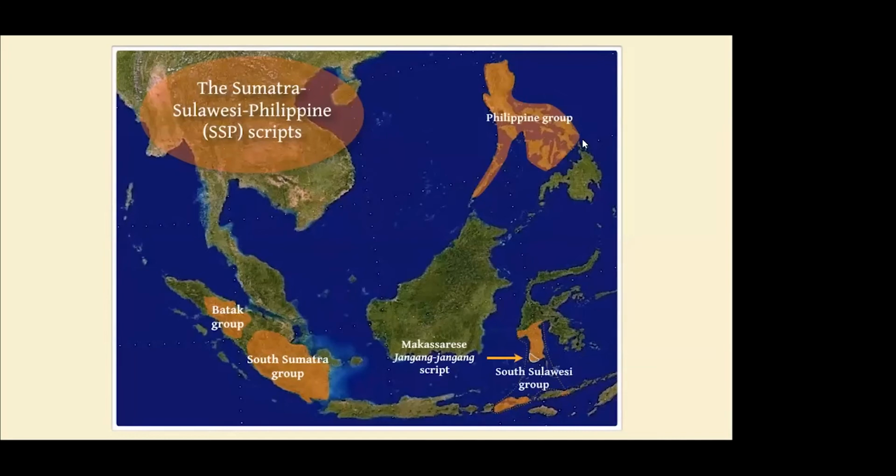the Philippines. And I'll be concentrating in particular on the Philippine script varieties for what they tell us about the ultimate origins of these scripts, and the Jangang-Jangang script of Makassar in South Sulawesi. But I'll also be referring to some interesting features of Sumatran scripts as they relate to the ones further east, and they give us more information or insights on the origins of these scripts.